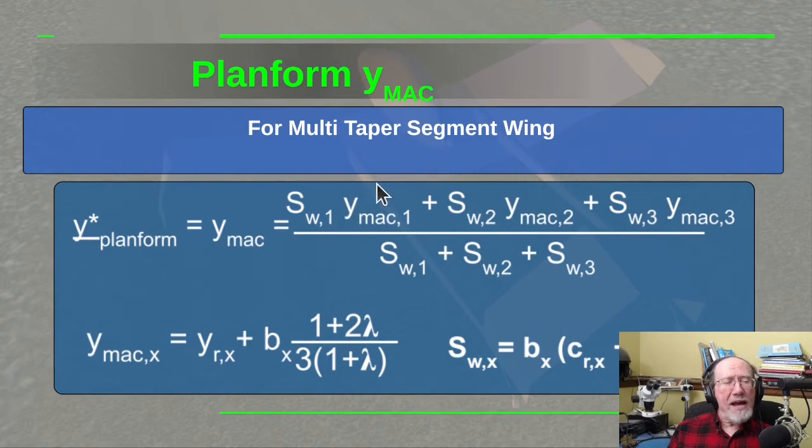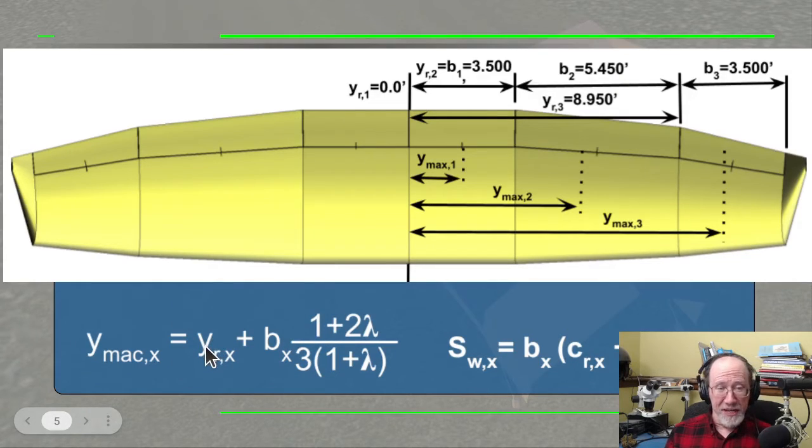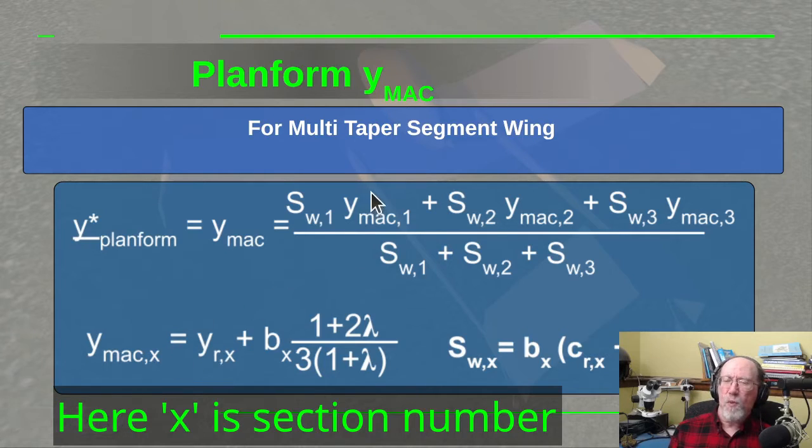So in order to get the y position of one of the sections, you take the y position of the root of that section, and then you multiply that by basically that equation we just saw. So this is the y position, the mean aerodynamic chord of a tapered section, but we're only using a portion of the wing, a small portion of the taper. So this lambda here is going to be the taper from the root of that section to the tip of that section, not the whole wing, just that little section. And then you multiply that by the span of that section. And that gives you this y up here for each of those sections. You do that calculation for each one.